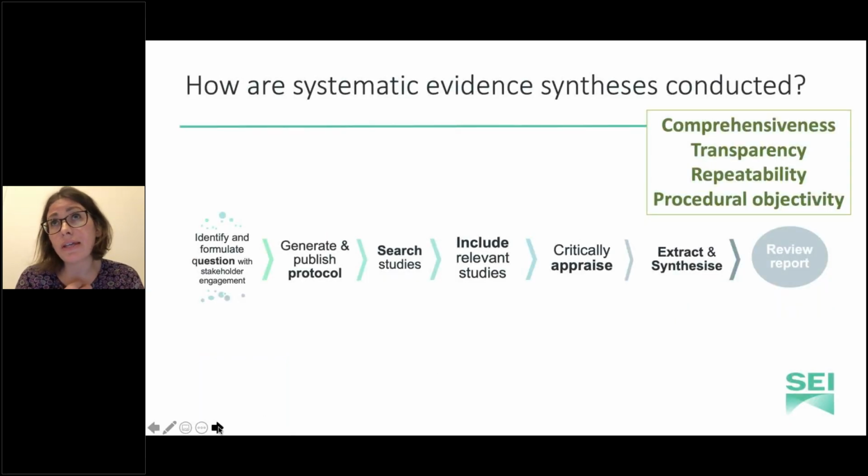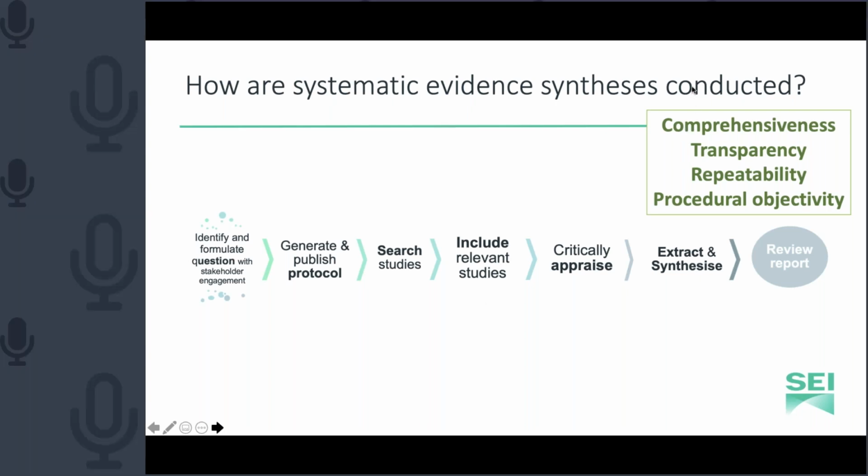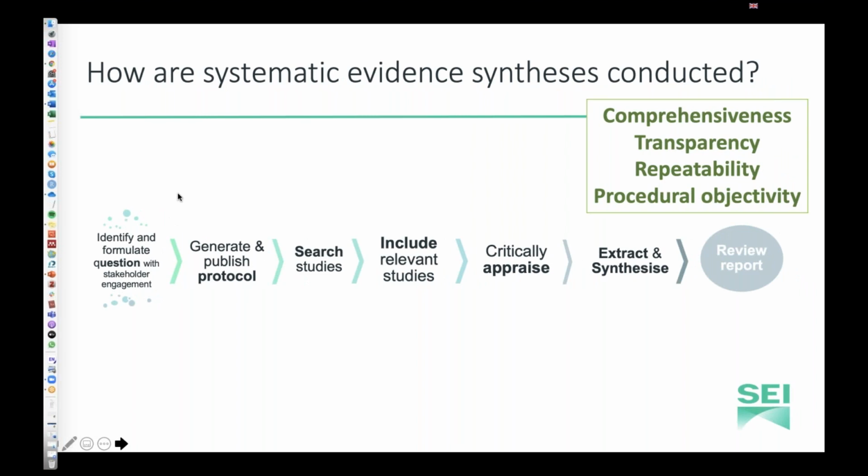In order to synthesize evidence, we use several different methods, and we call them many different names, including traditional literature reviews, systematic reviews, etc. But actually, systematic review methodology or systematic evidence synthesis is the gold standard method for synthesis of the evidence, because it tries to synthesize the evidence in the most comprehensive, transparent, repeatable way, having procedural objectivity.